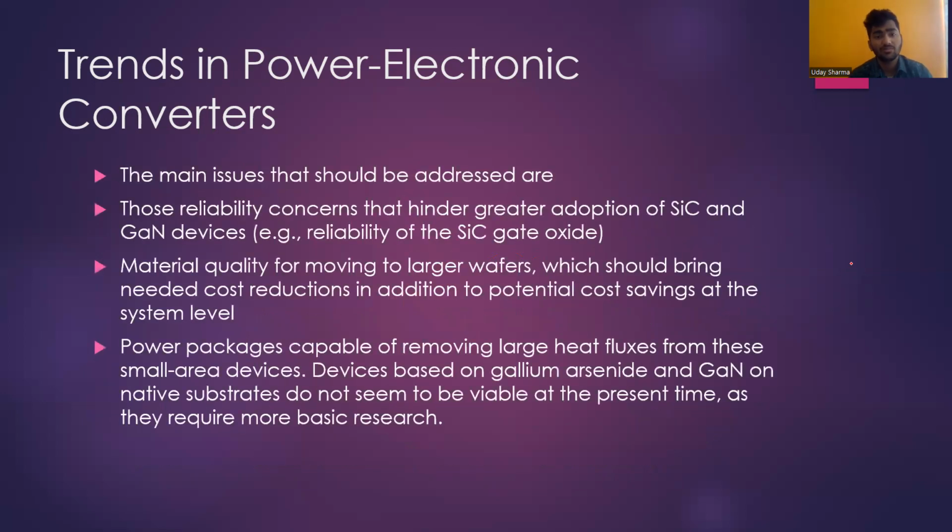The main issues that should be addressed are the reliability concerns that hinder greater adoption of silicon carbide and gallium nitride devices, for example the reliability of the silicon carbide gate oxide, and material quality for moving to larger wafers, which should bring needed cost reduction in addition to potential cost savings at the system level. Also needed are power packages capable of removing large heat fluxes from small area devices. Devices based on gallium arsenide and gallium nitride on native substrate do not seem to be viable at the present time, as they require more basic research.